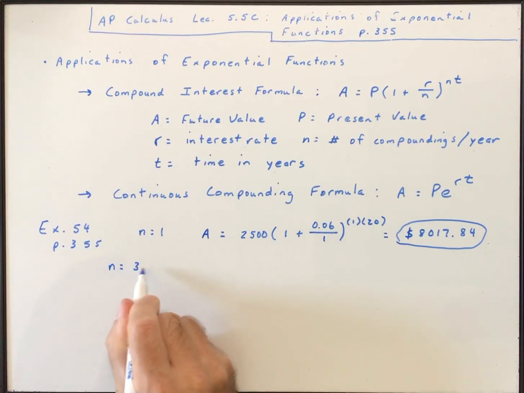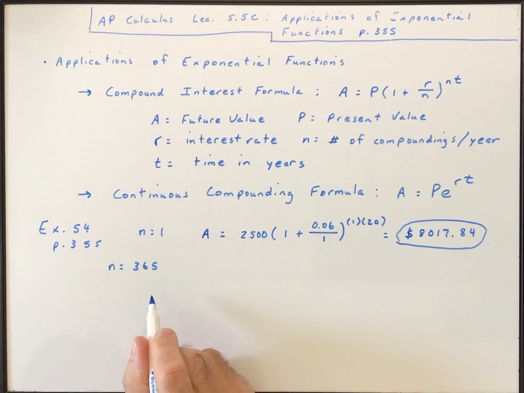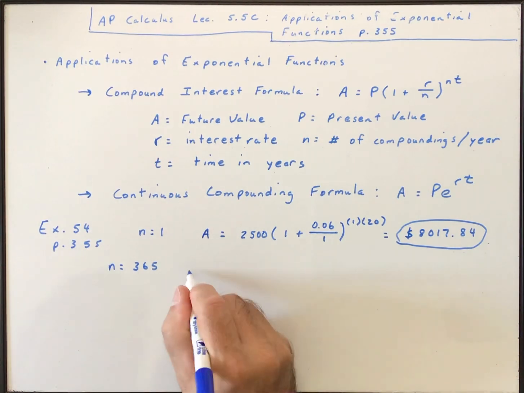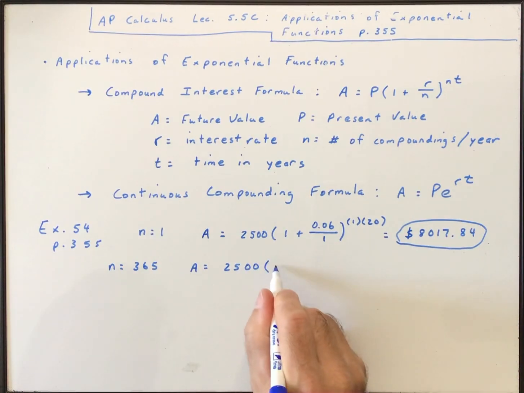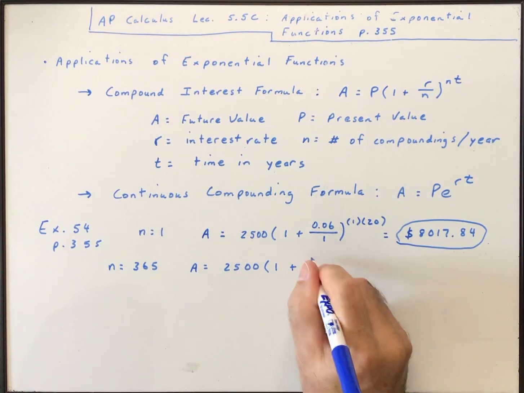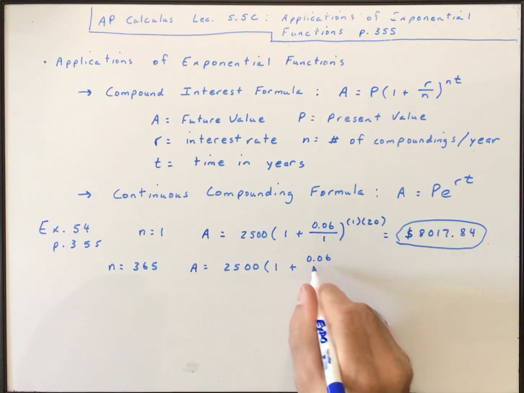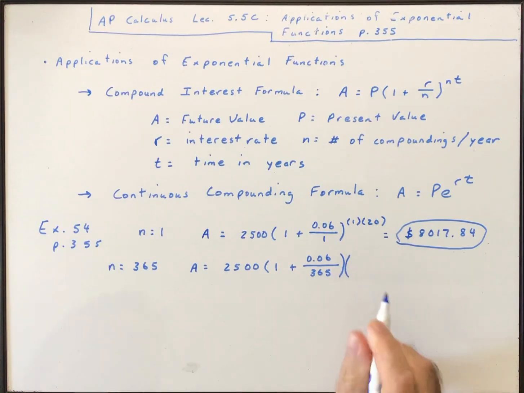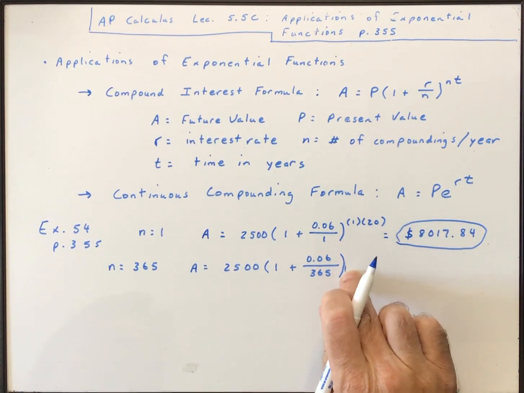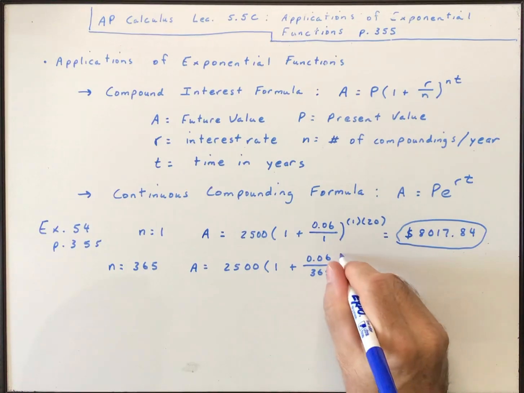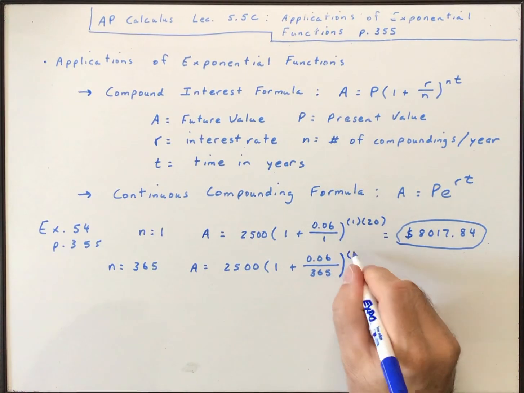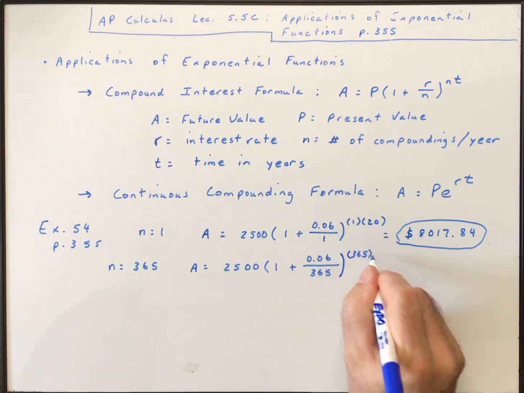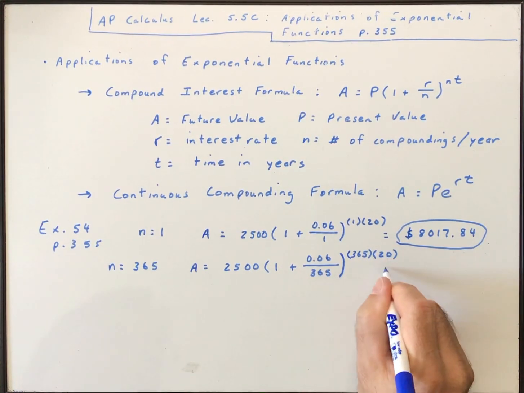Now let's say you were compounding daily. If you're compounding daily, that's 365. So A is going to be 2,500 times 1 plus 0.06 over 365 raised to the compounding 365, so that's N, and then T is still 20 years.